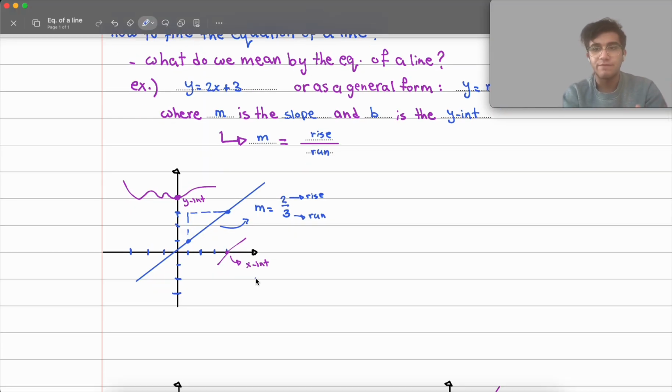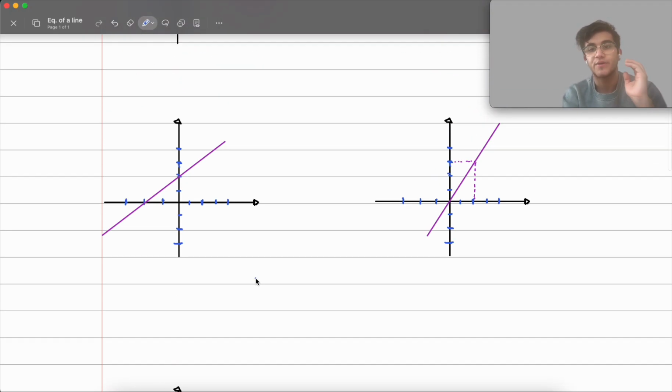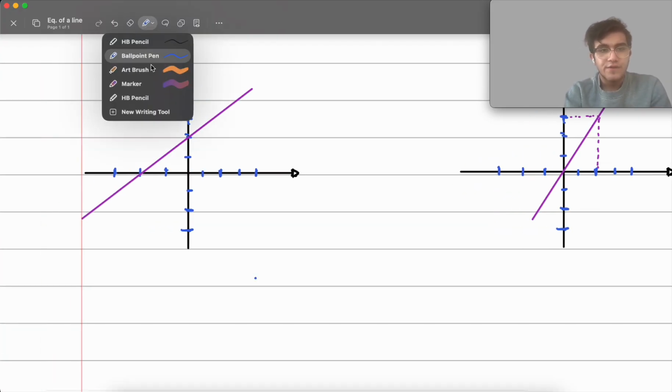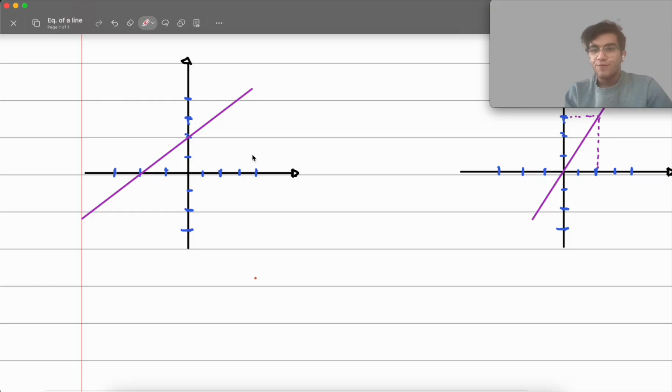Let's now apply what we've learned here and try to find the equations of the lines of these 3 graphs. First of all, let's find the y-intercept. The y-intercept is the point where it crosses the vertical axis, or the y-axis. This point right here is 2. So now I know my b is 2. And I know that the general form of the equation is mx plus b. So now I found my b, now I need my m.